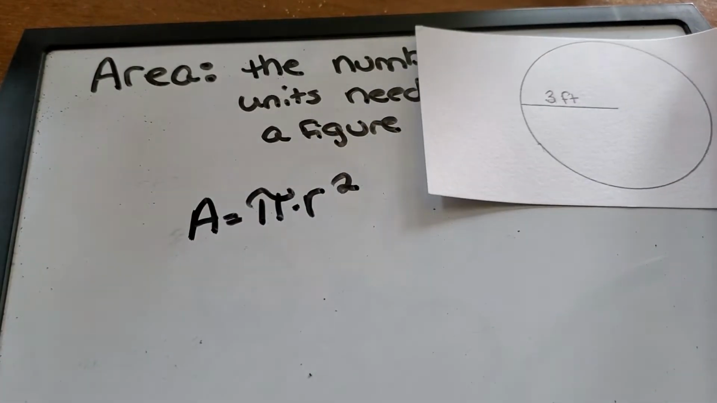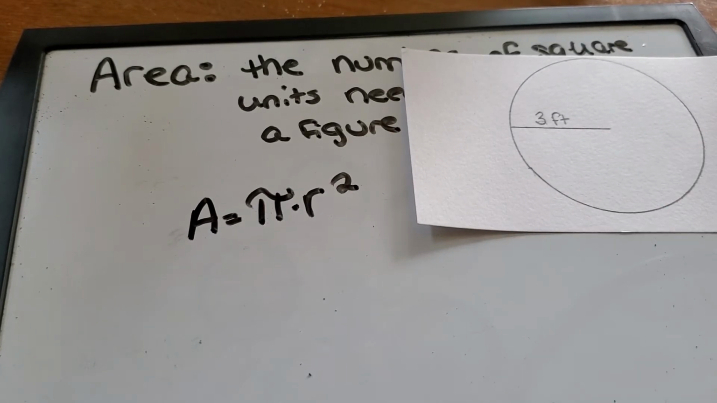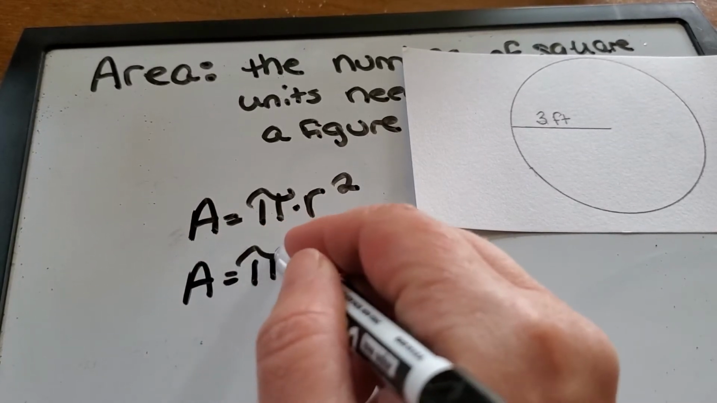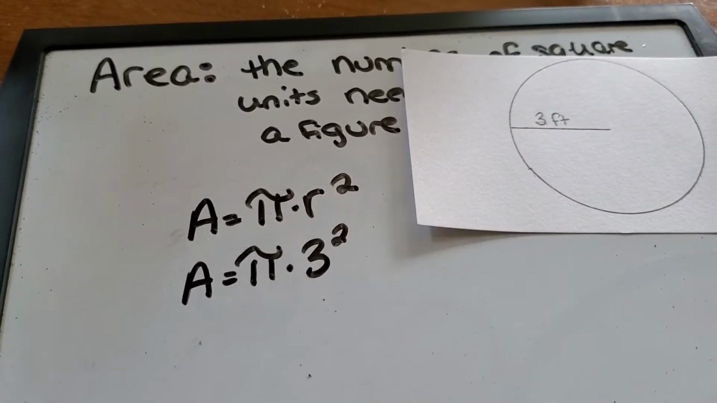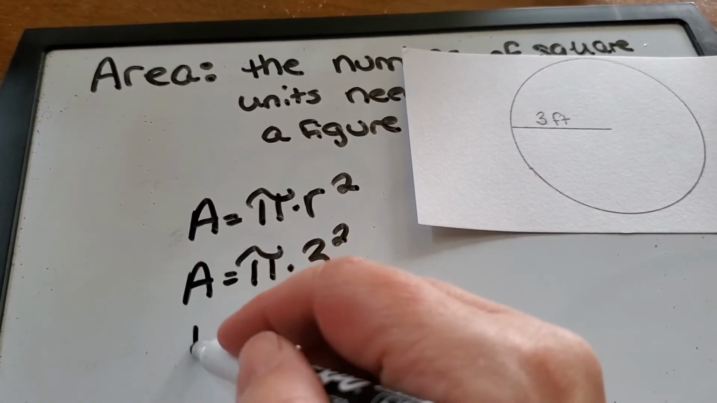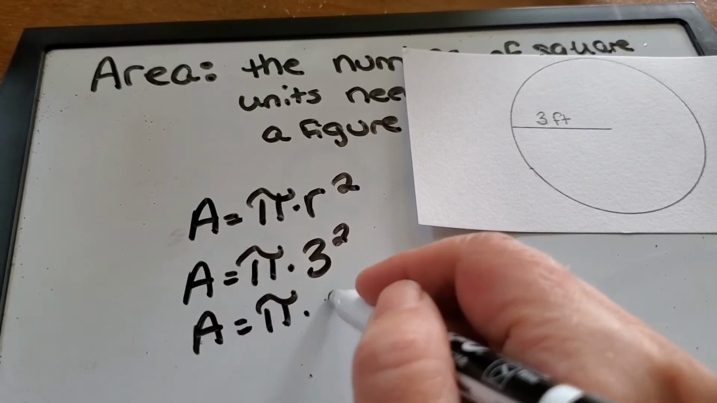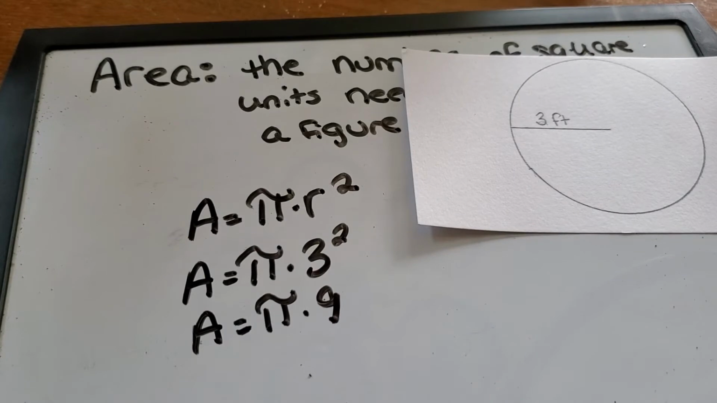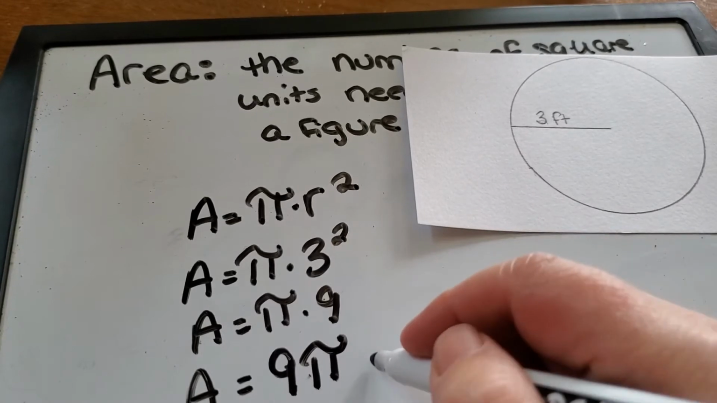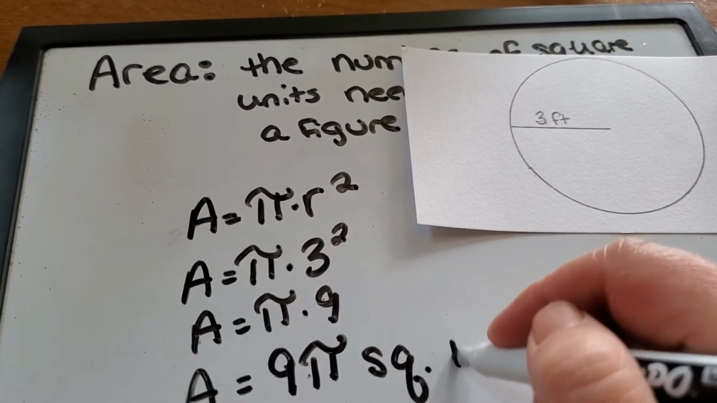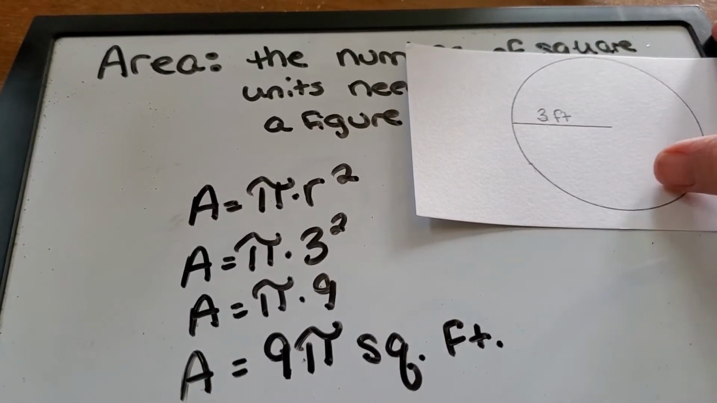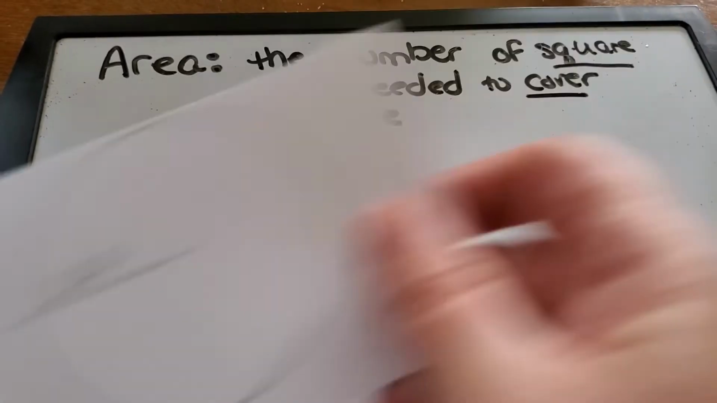So here's a circle. The radius is 3 feet. We want to find the area. So we're just going to plug that 3 feet into the formula. So it's going to say pi times 3 squared. Remember, exponents always come before multiplication. So 3 squared is 9. So this is just pi times 9. But since the directions don't tell us to round anything, we're going to leave it in terms of pi and say the area is 9 pi square feet. And that's all you're going to do here. Area is pi times the radius squared. Let's try another one.